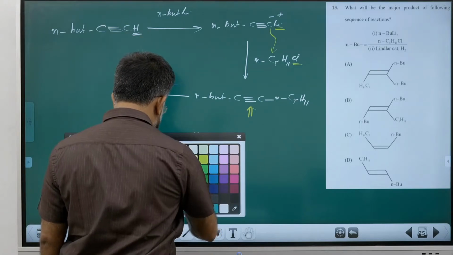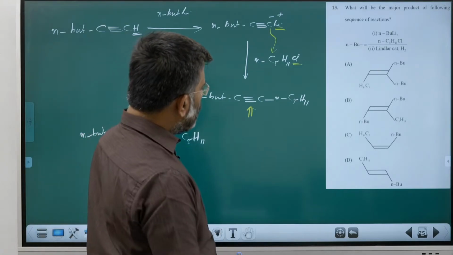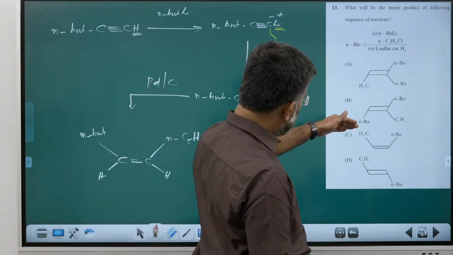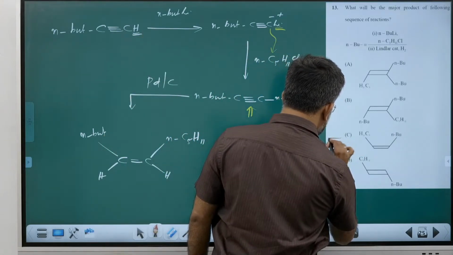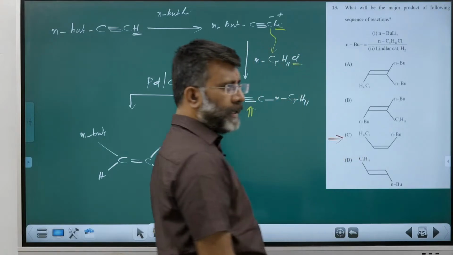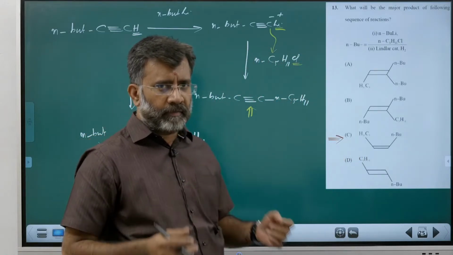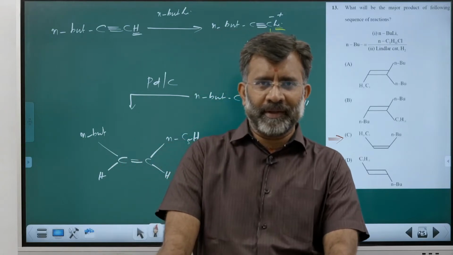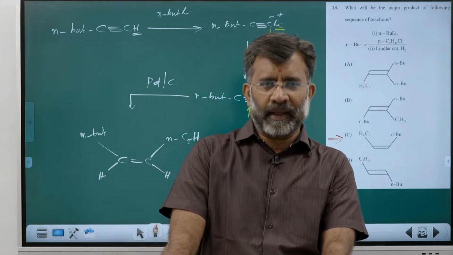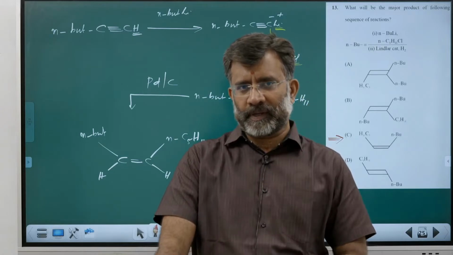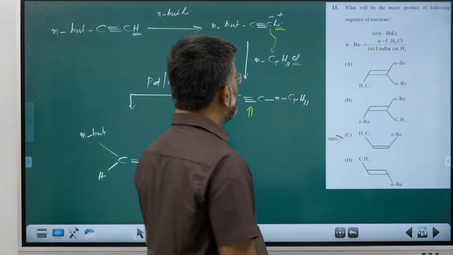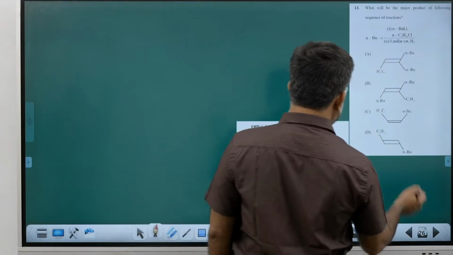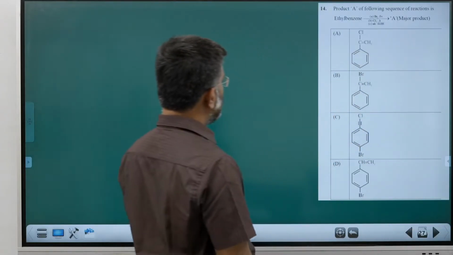Which choice can we select? Option A, B, C. C is the correct answer, as definitely we want a cis product. At the same time, if it is sodium with ammonia, you will get a Birch reduction, and that will give you the trans product. Okay, next one. Option C will be the correct answer.